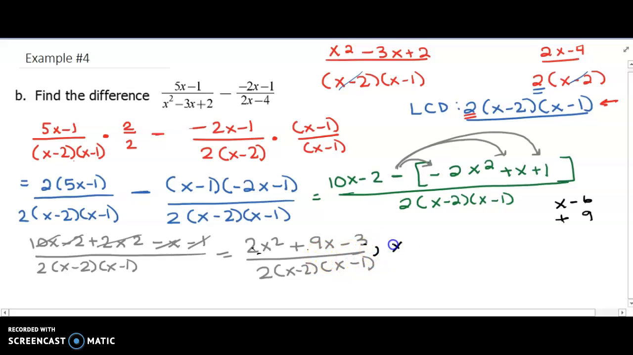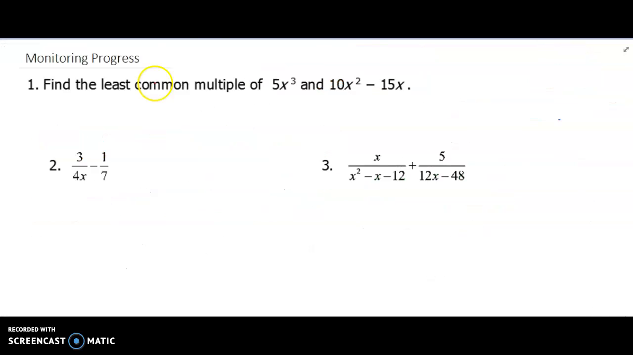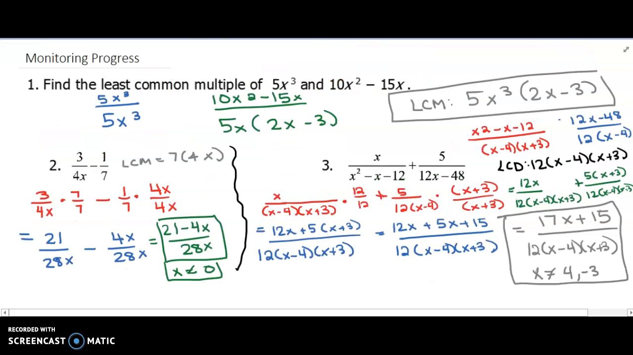So now all I have to do is restrict my domain. Anywhere along the way that would make a denominator 0, I have to say x cannot equal. So we have x cannot equal 2 right here, x cannot equal 1 right here, and that is it. So this right here would be my final answer. And this is what you should have gotten.